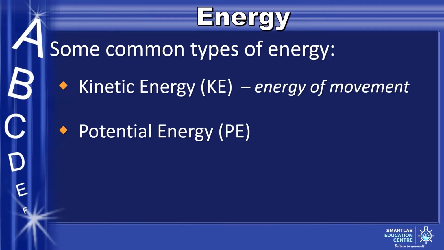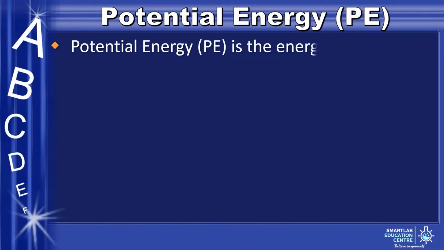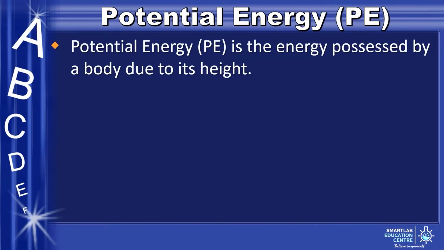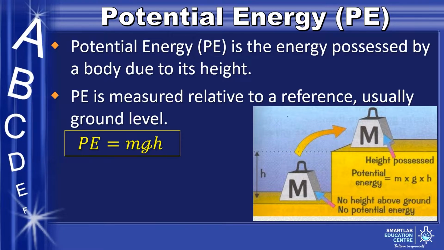Another major form of energy is potential energy. Potential energy is the energy possessed by a body due to its height. Potential energy is measured relative to a reference, usually ground level. Potential energy equals mass times gravity times height.